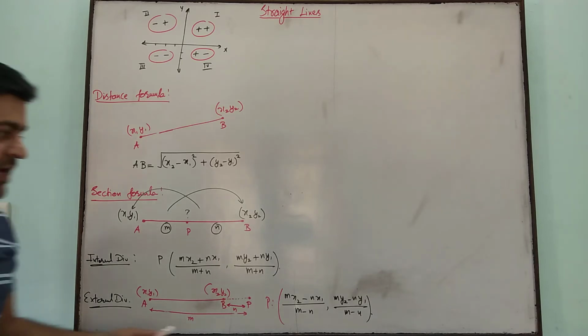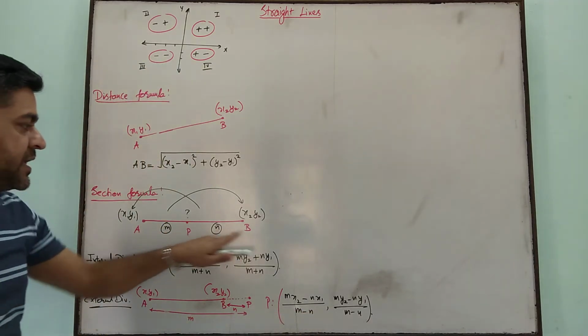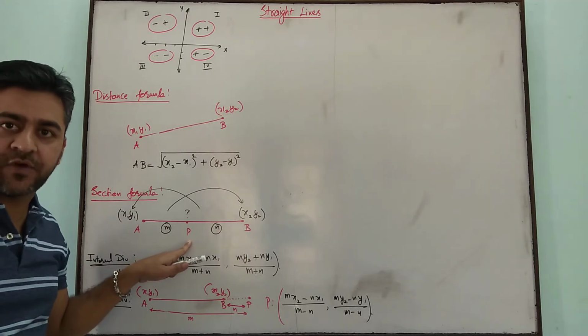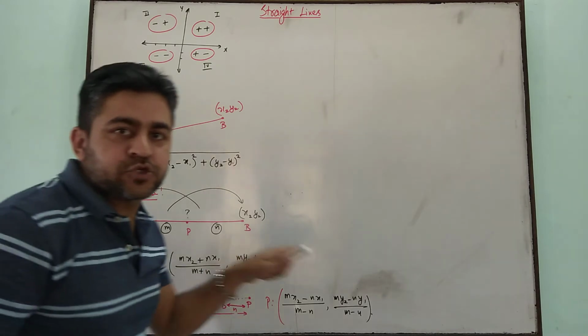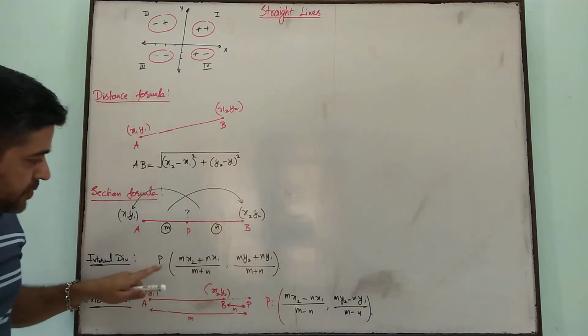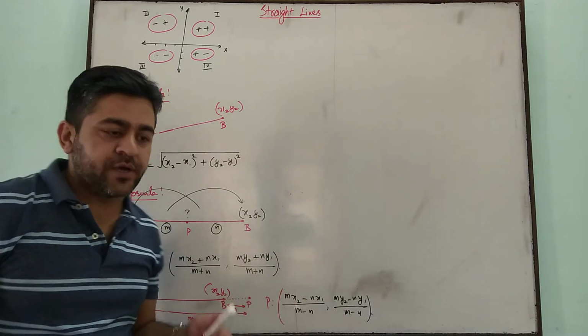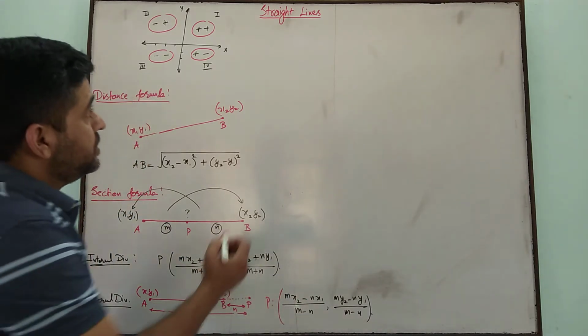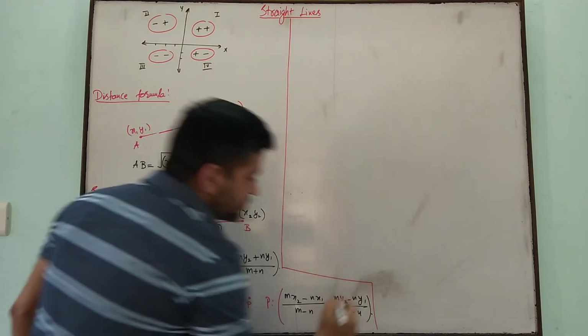And that we know, if we need to find the ratio and A, B and P points are given, then let the ratio be k ratio 1. Put this same formula and find the value of k. That will be your required ratio, k.